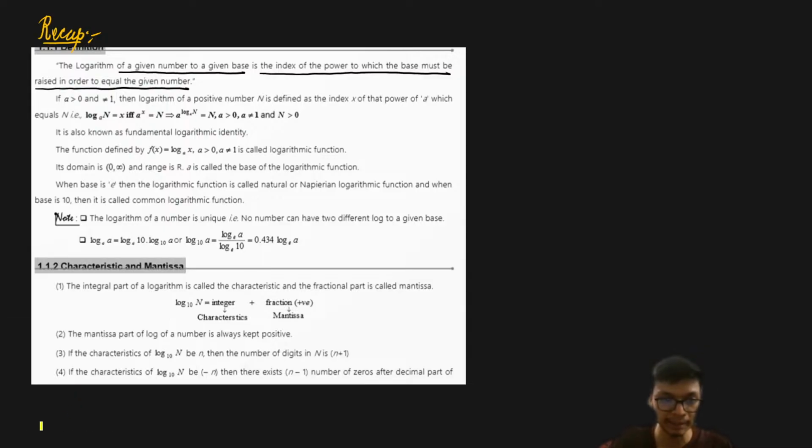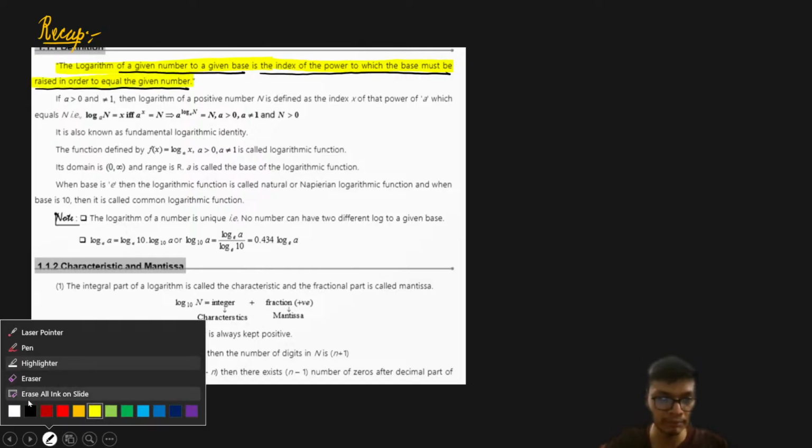To understand this, I will repeat this again. The logarithm of a number to a given base is the index of the power that the base must be raised to in order to get the given number. Let me explain in detail.